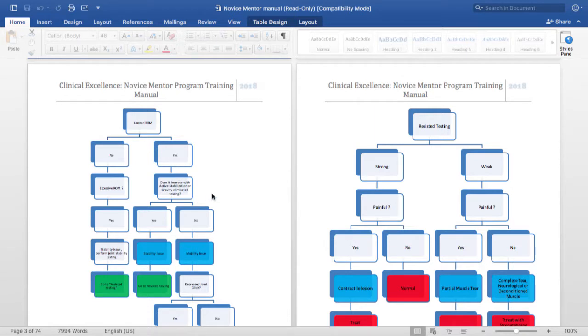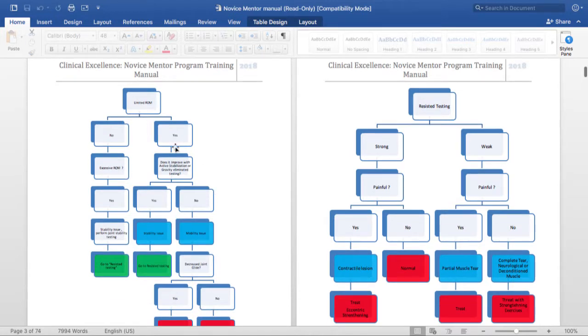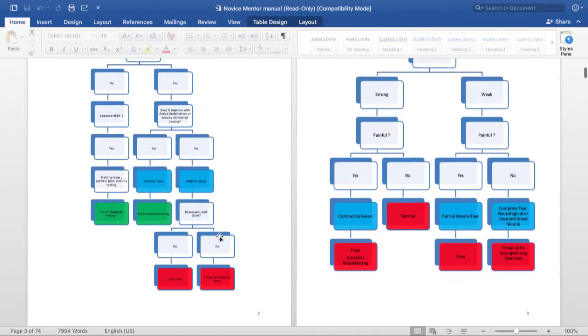Does it get better with active stabilization? That means when they do forward flexion, they activate their core stabilizers, and all of a sudden they can touch the ground, or they go into long sitting on the table and now they can touch their toes. If that happens, if it's stabilized, then it's yes. If it gets better, then that's more of a stability, more of a strengthening problem. If it's no, it doesn't get any better, then we think it's more of a mobility issue.